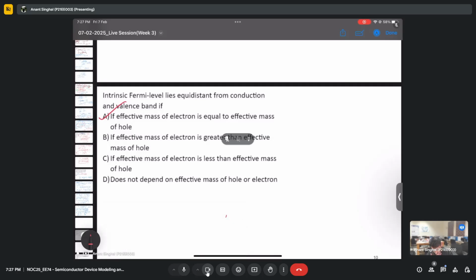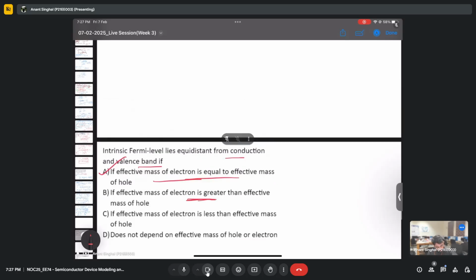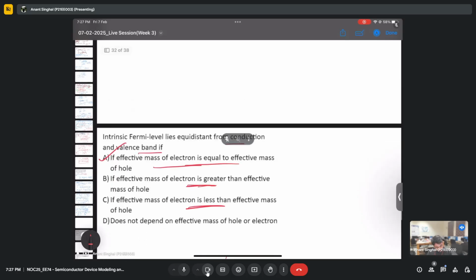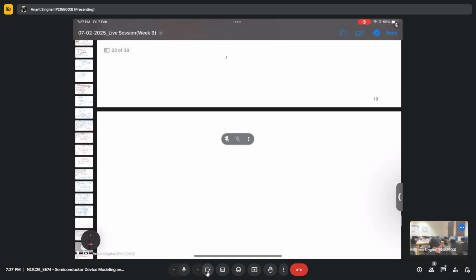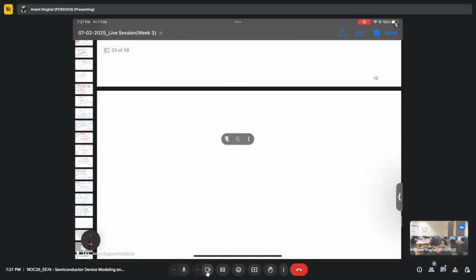So we have the Fermi level equidistant from the conduction and valence band only if the effective mass of electron is equal to that of the effective mass of hole. If the effective mass of electron is greater than that of hole, it will go slightly below. If the electron mass is less than that of hole, it will go slightly above. The other option does not depend on this, so it is not even correct. So option A is the correct answer. I hope this is clear. It is quite straightforward.